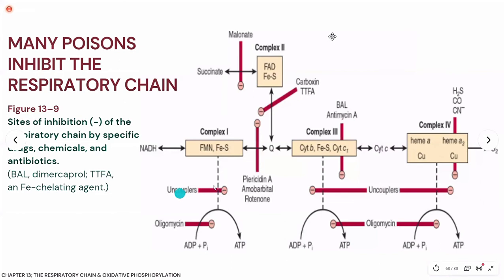So we call them uncouplers. So there are many uncouplers. One uncoupler is 2,4-dinitrophenol or 2,4-DNP. Now, oligomycin can prevent the phosphorylation of ADP to become ATP. So oligomycin, another antibiotic, is useful against microbes or microorganisms, but it cannot be used because it will also affect our cells.